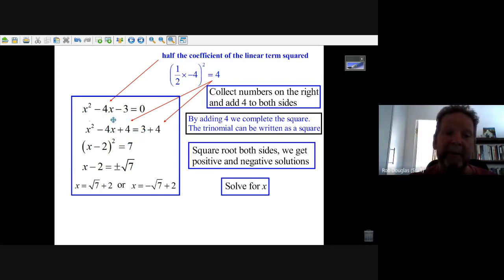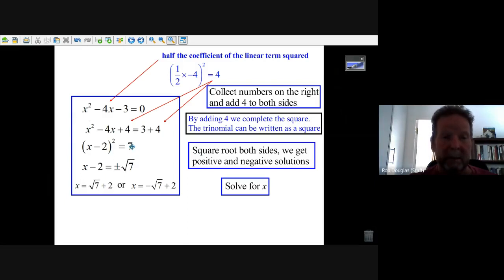Then I take half of the coefficient of x, half of the number that's in front of x, and I square it. Well, half of negative 4 is negative 2. Negative 2 times negative 2 is positive 4. I add it to both sides. 3 plus 4 is 7. And this part here, I can just write as x minus half of this number that's in front of x, minus 2. x minus 2 squared. See, that's called completing the square.